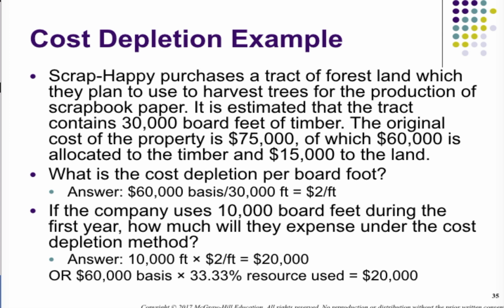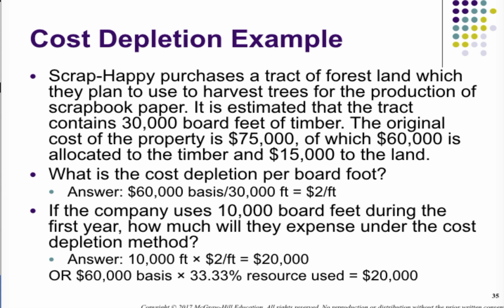So here's an example of cost depletion. Scrap Happy purchases a tract of forest land, which they plan to use to harvest trees for the production of scrapbook paper. It is estimated that the tract contains 30,000 board feet of timber. The original cost of the property is $75,000, of which $60,000 is allocated to the timber and $15,000 to the land. What is the cost depletion per board foot?